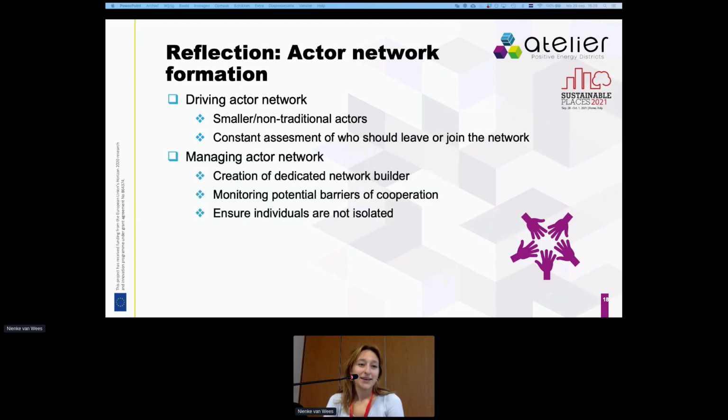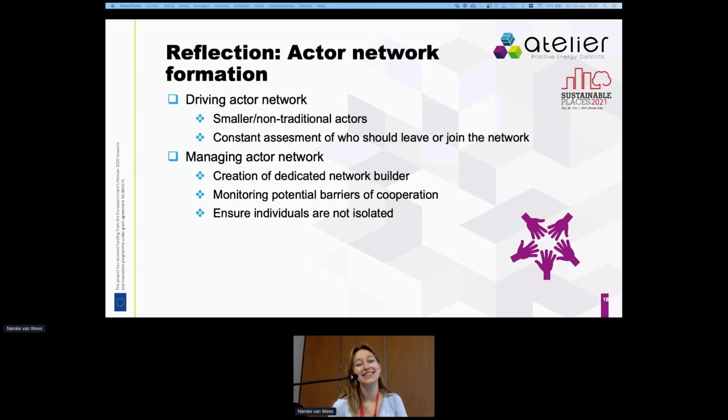And then also the managing of the active network. What we came across was the creation of the dedicated network building. This is actually somebody's task, a kind of broker function, but also a project leader that brings a network together, creating meetings, bringing them together, monitoring potential barriers of cooperation. It's important to also check this every once in a while and ensure individuals or actors are not isolated, because when you work in isolation, you might go in a completely different direction.